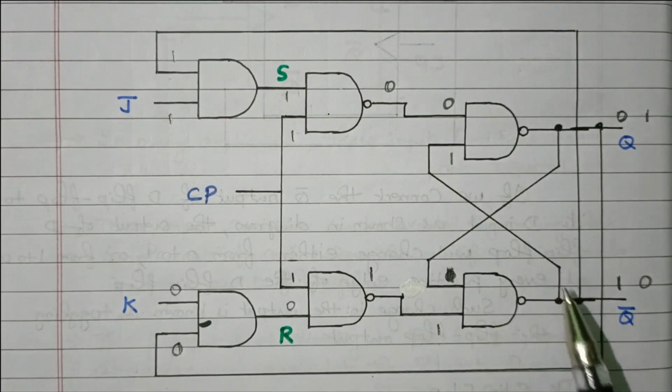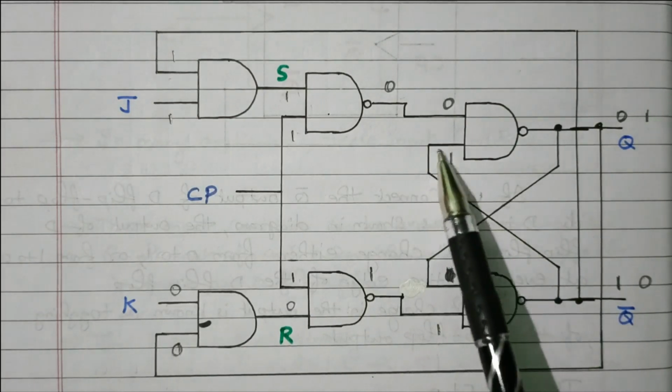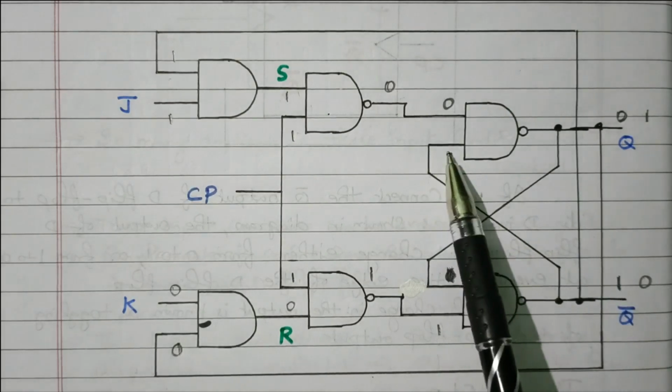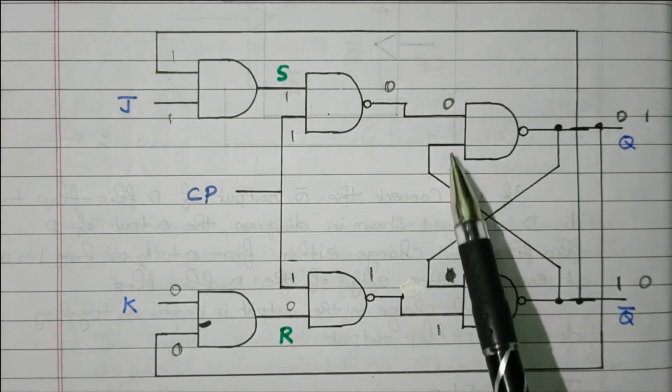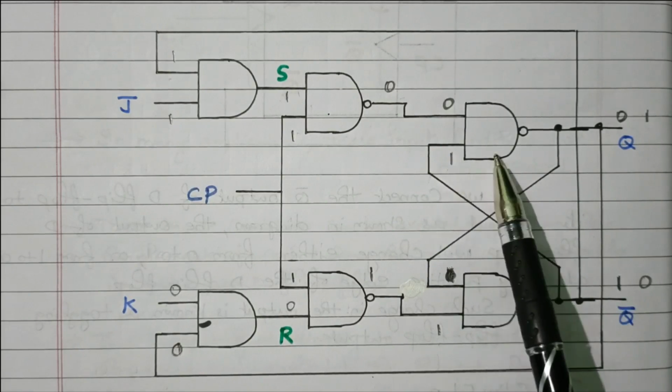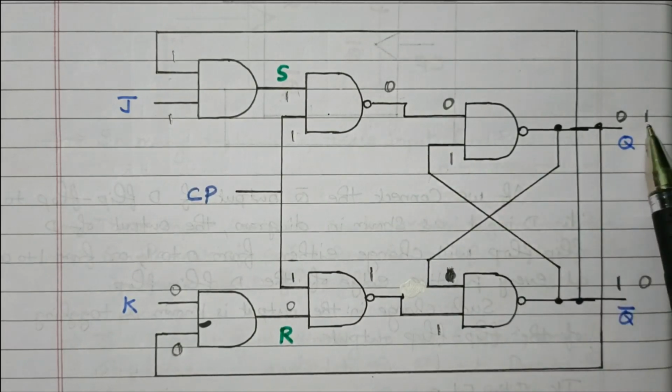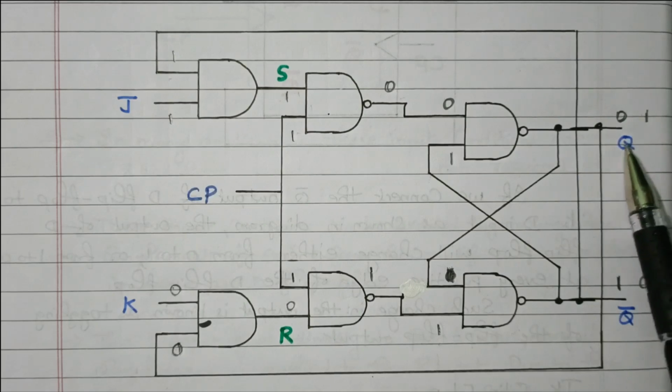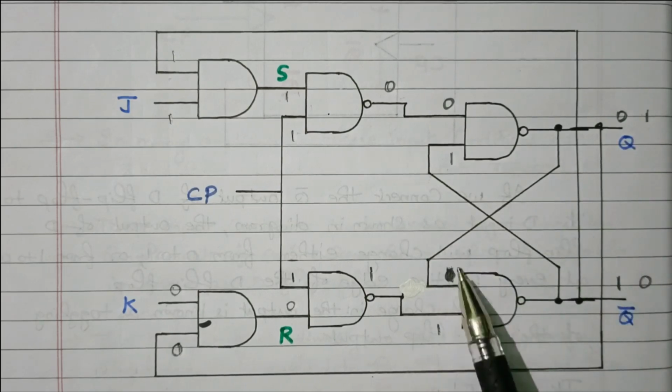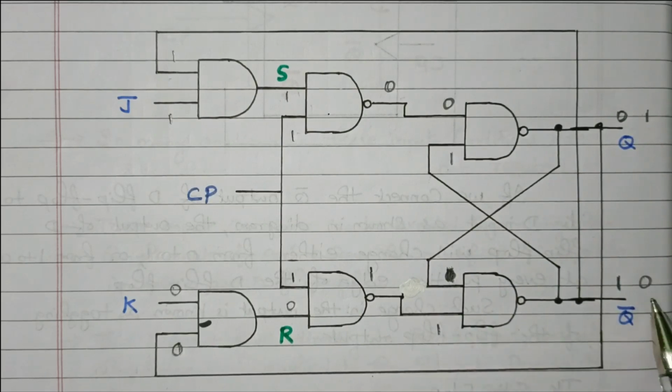Now we'll see this. So this Q bar is connected here. Q bar is 1. 1 is connected. 0 into 1 means 0 in the AND gate. NAND gate means it is 1. Right? See this, now 0 is converted into 1. Now apply this 1 here. Here both are 1. 1 into 1 means 1, but NAND gate means it is 0.